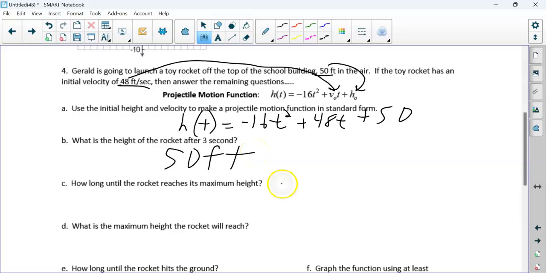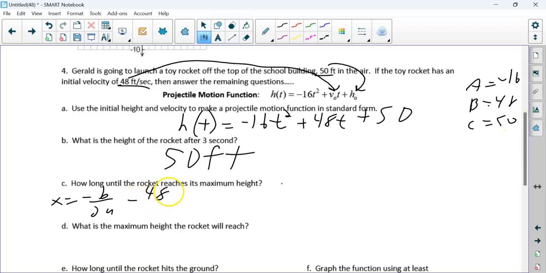How long until it reaches its maximum height? Well, that's x equals the opposite of b over 2a. A is negative 16, B is 48, and C is 50. So opposite of B is negative 48 over 2 times negative 16. That's negative 48 divided by negative 32. If you type that in your calculator, you will get 1.5 seconds.